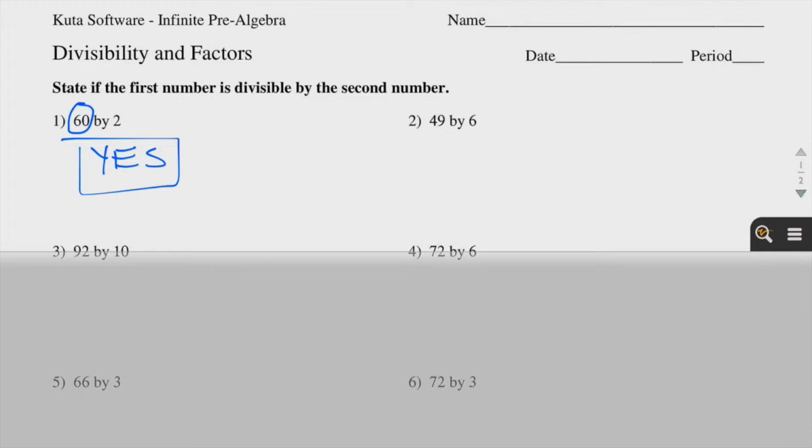Number 2. Is 49 divisible by 6? So the rule for 6 is if 2 and 3 go into the number you're interested in, then 6 also goes into it. So let's check for 2. Does 2 go into 49 evenly without going over? No. The reason it doesn't is because 49 is an odd number. So already we know it is not. And I'll show you the rule for 3 when we get down to it.